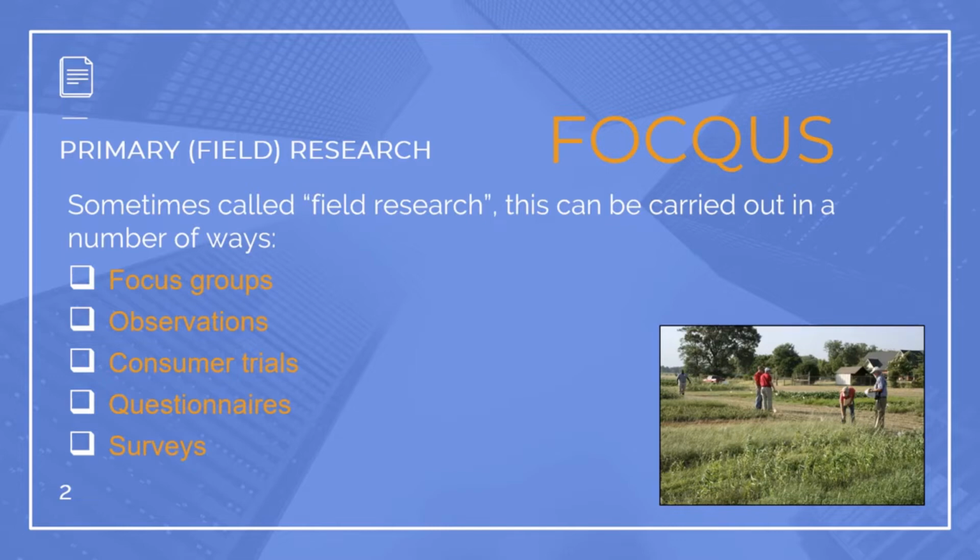Primary research is sometimes called field research, and that's because literally people go out into the field. When they call it a field trip, it means you go outside, you go out to do it yourself. Whether that means physically or digitally, it can be either way, but sometimes it's called field research. There are 5 different ways that we can do this: focus groups, observations, consumer trials, questionnaires and surveys.